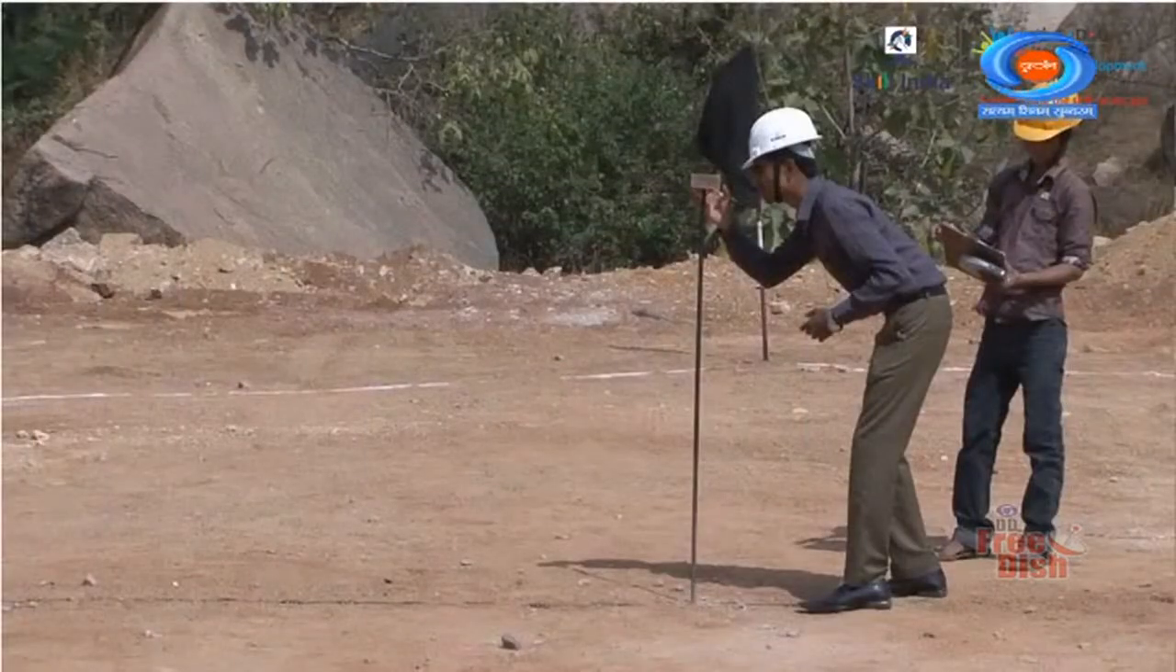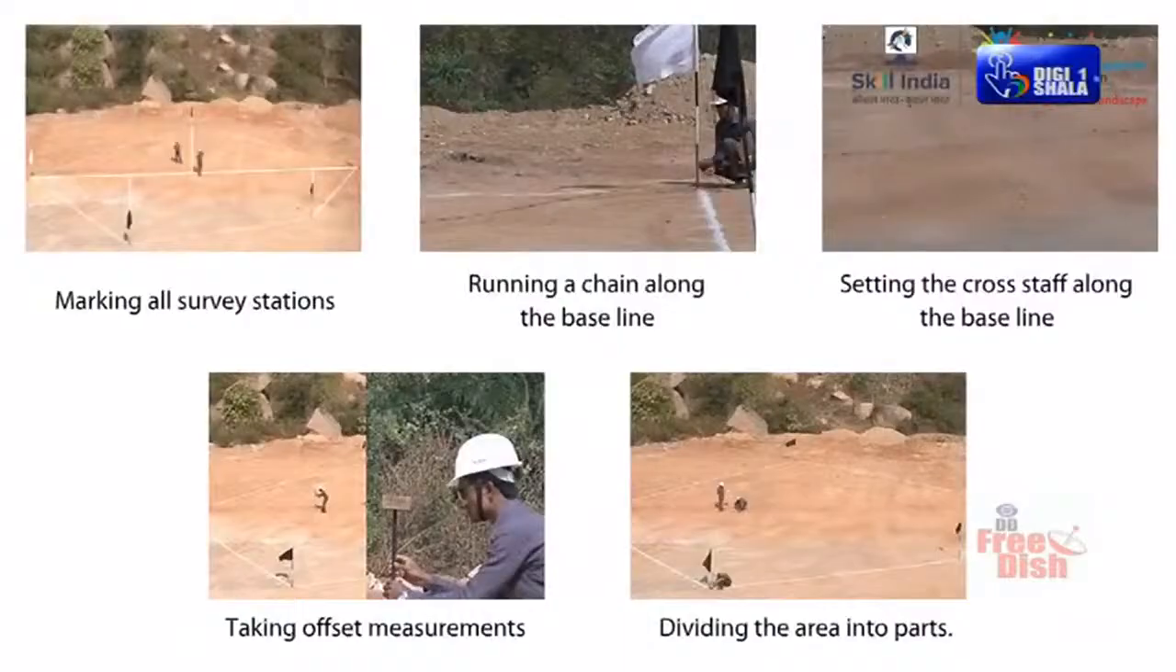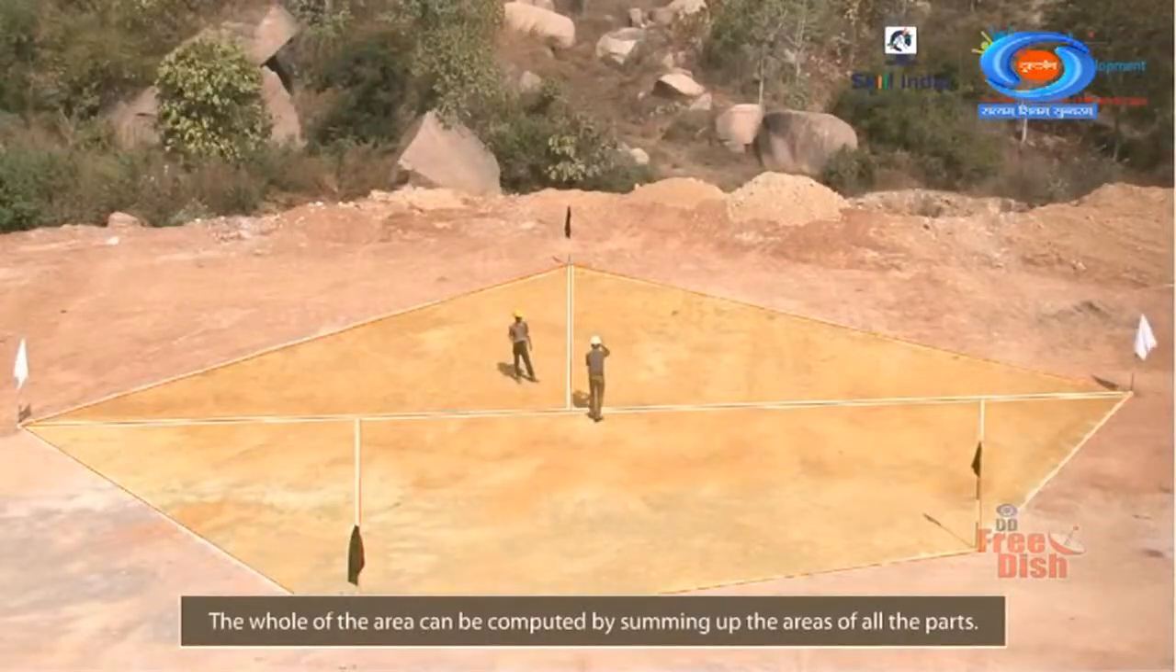In this module, you have learned how to use cross-staff survey for finding the extent of land. To find the extent of land with cross-staff survey, you must carry out a number of steps, such as marking all survey stations, running a chain along the baseline, setting the cross-staff along the baseline, taking offset measurements, and dividing the area into parts. The whole of the area can be computed by summing up the areas of all the parts.